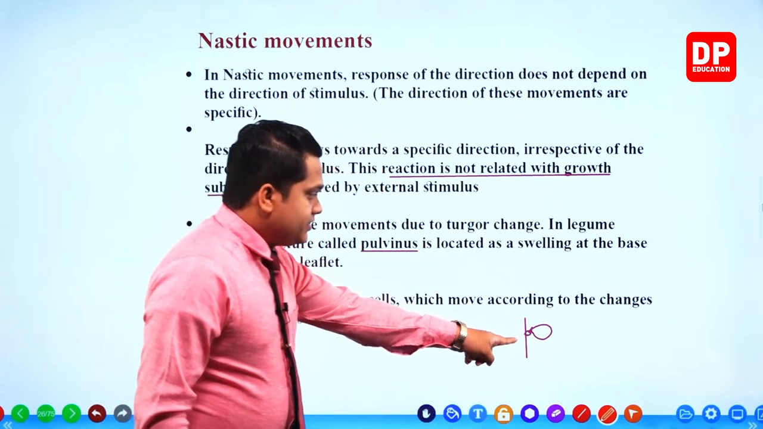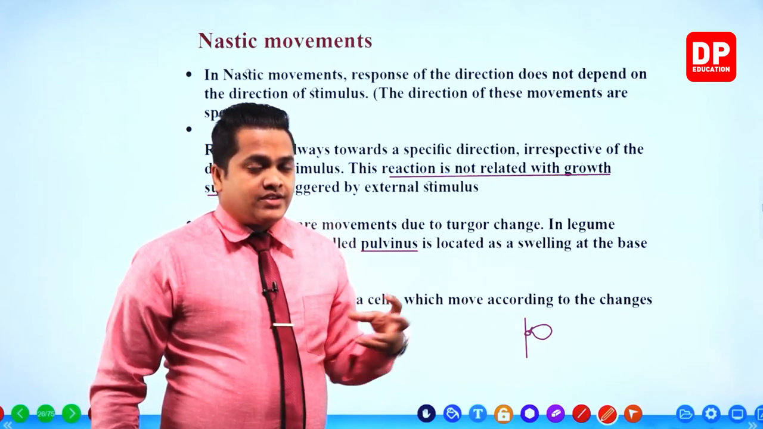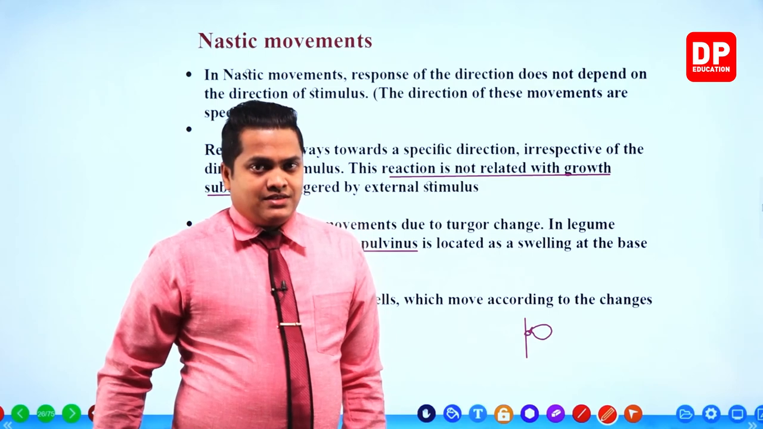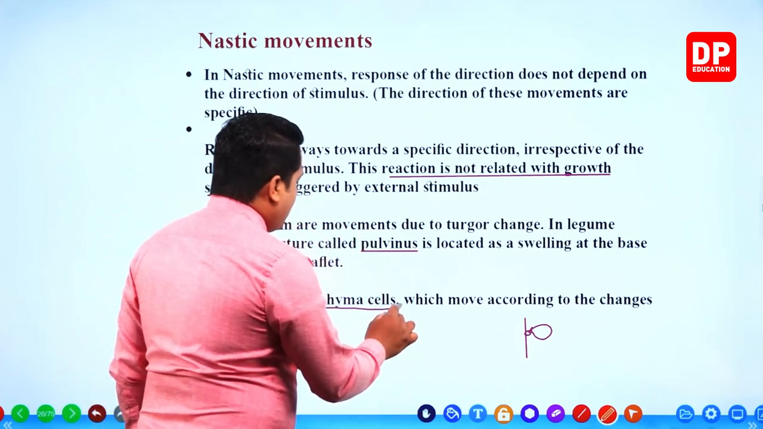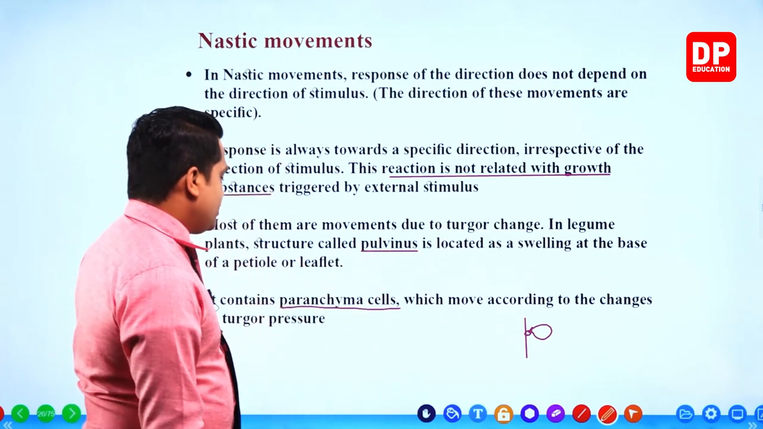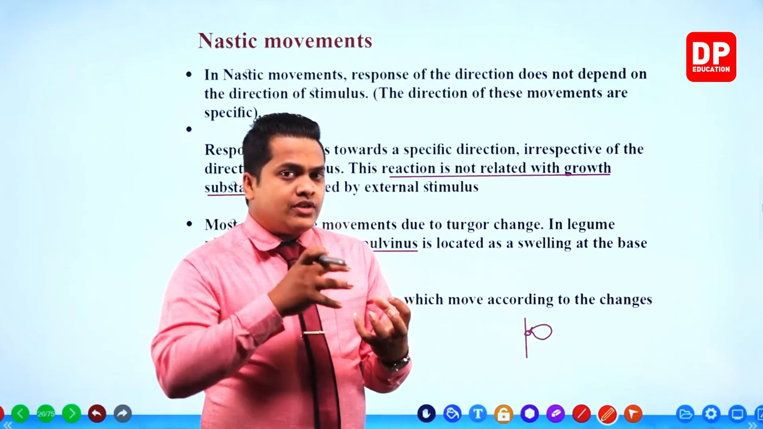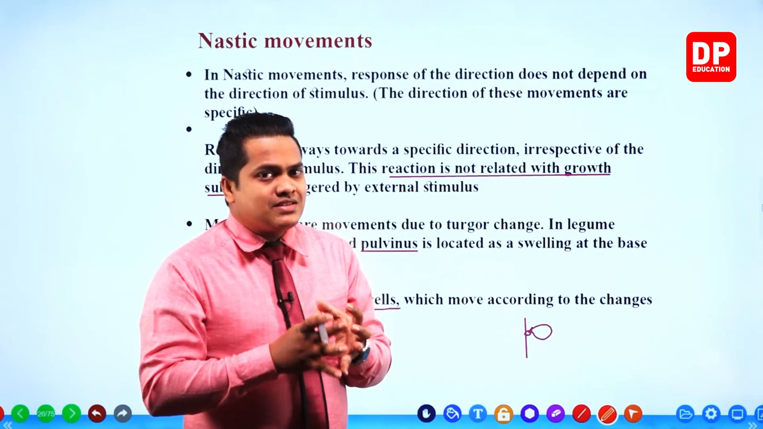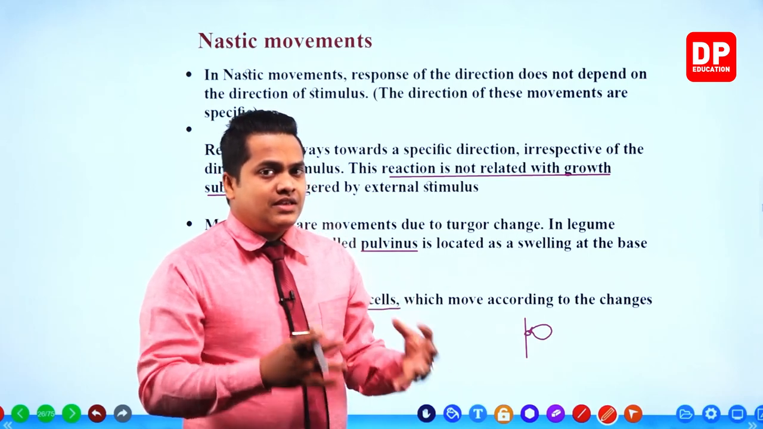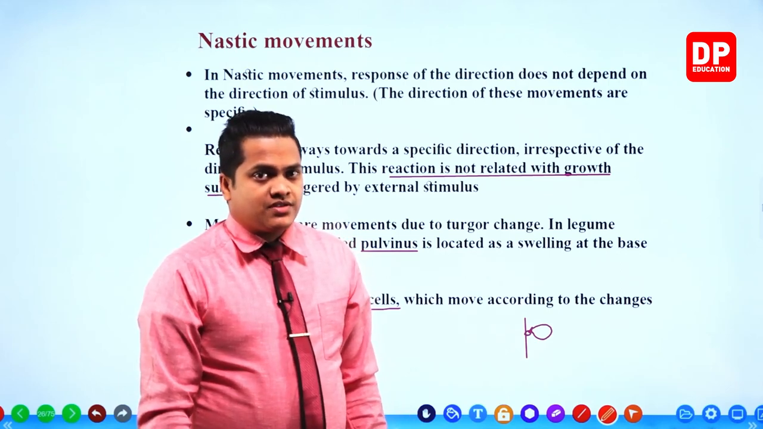Within this pulvinus, there are several kinds of cells. Mainly, it contains parenchyma cells. So this pulvinus contains parenchyma cells which move according to the changes in turgor pressure, my dear children. Therefore, according to the turgor pressure in it, the parenchyma cells are also going to move. So it will result in these nastic movements. The nastic movements are mainly occurring because of the pressure change.